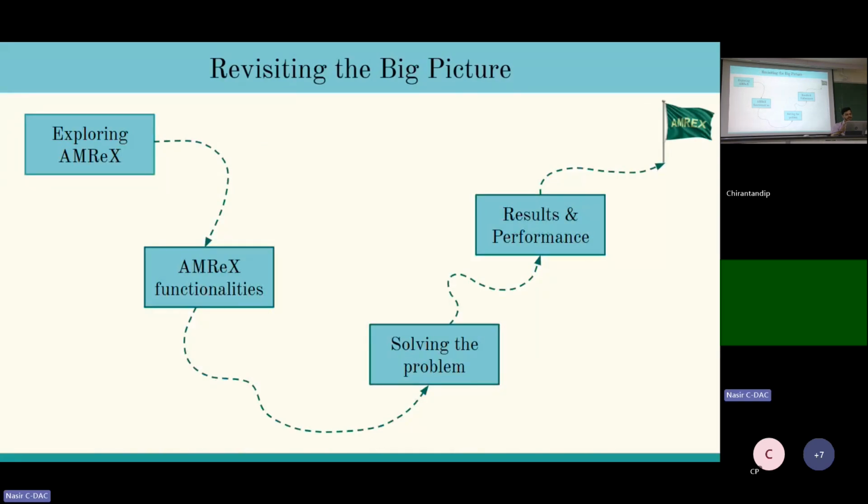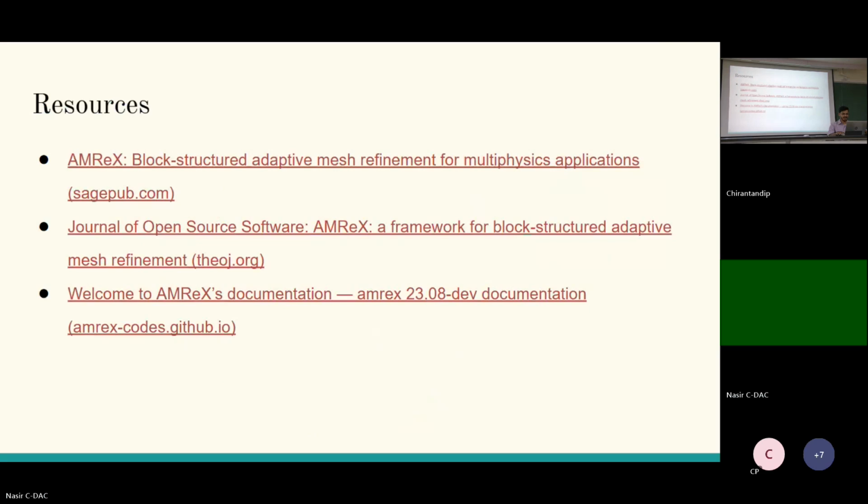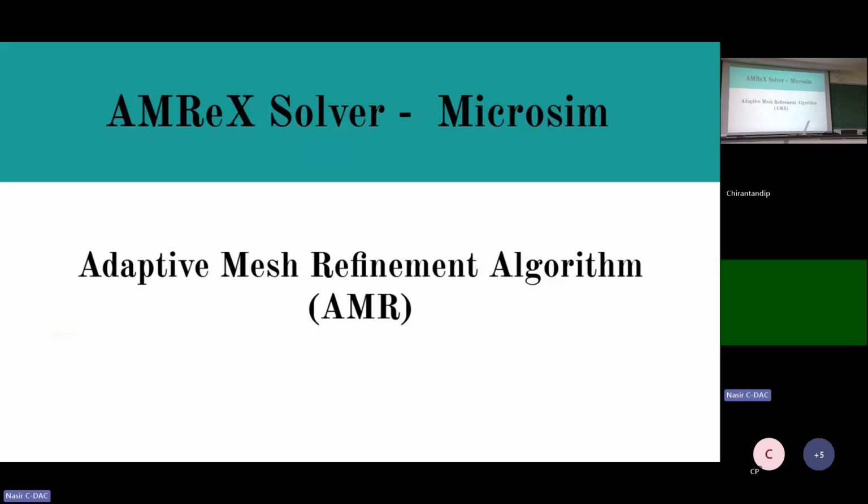Now we've explored AMReX. We've seen the functionalities that it holds, the problem that we're solving, and the results that we have generated. Basically, we have the big picture of what a single level solver looks like. Now we'll move to the multi-level solver, and we'll see what difference it makes in your simulations and the computational time that it takes. These are some references, but the main concepts include adaptive mesh refinement.